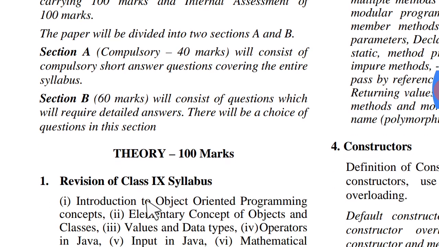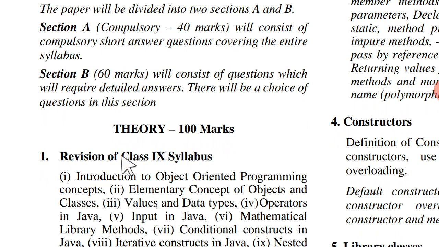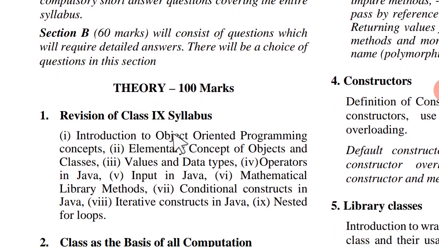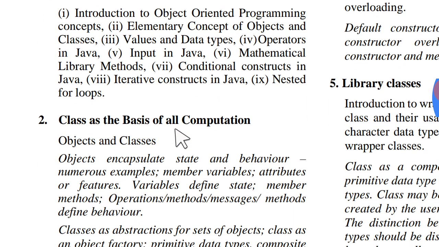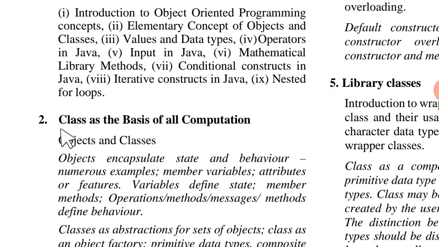All right. Now students, here in the revision of 9th syllabus, we have got introduction to object oriented programming concepts, elementary concepts of objects and classes, values and data types, operators in Java, input in Java, mathematical library methods, conditional constructs in Java, iterative constructs in Java, nested for loop. So up to for loop. Okay, the revision of standard 9th is there. After that, now this is for the new things which are going to be discussed in class 10th.